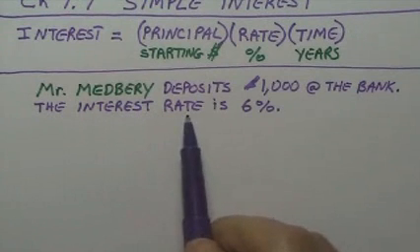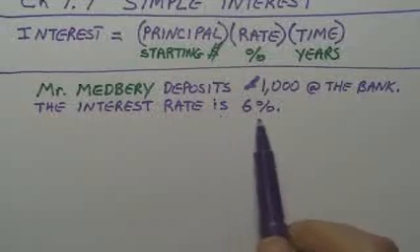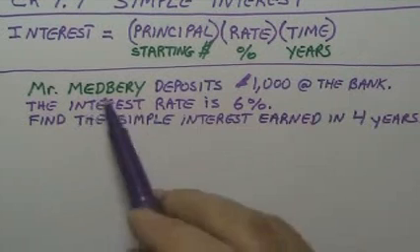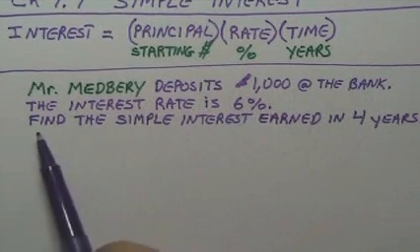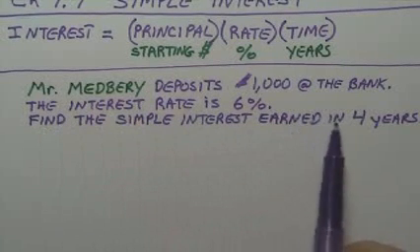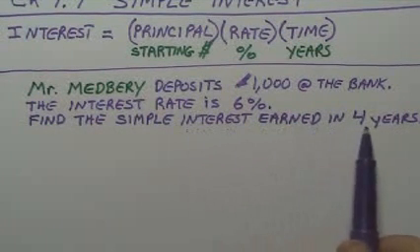The interest rate is 6%. So I deposit $1,000 at the bank. The interest rate is 6%. Next, find the simple interest earned in 4 years.